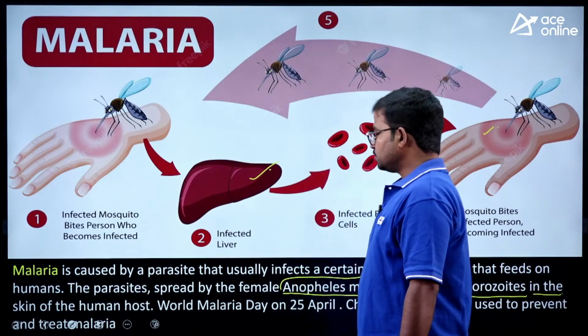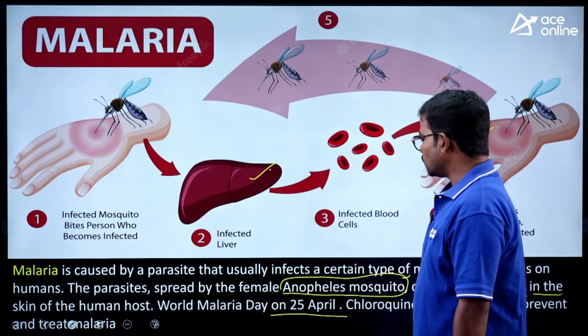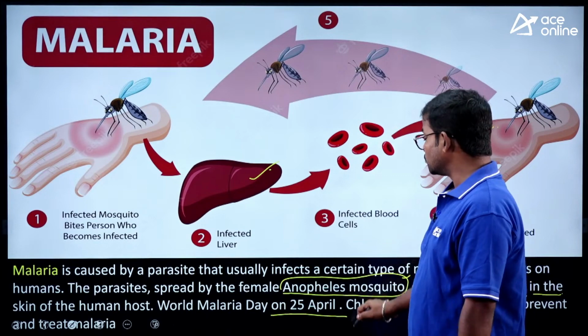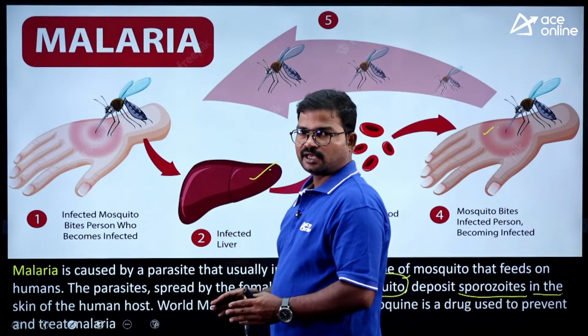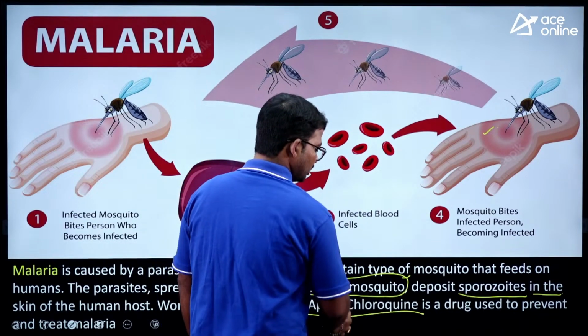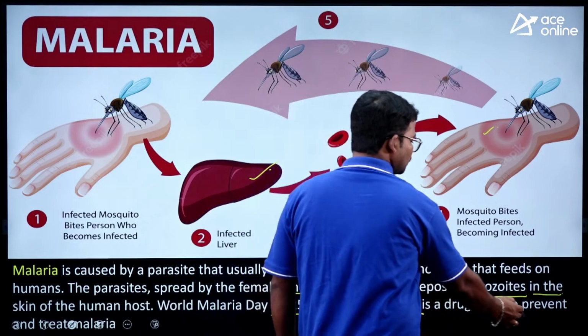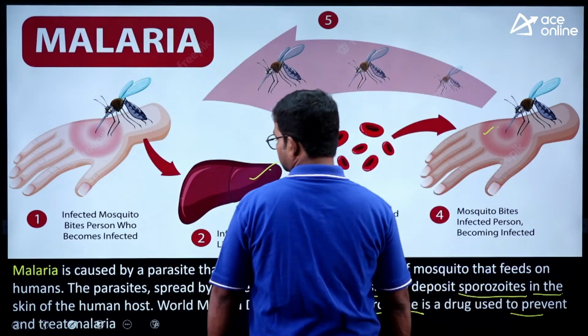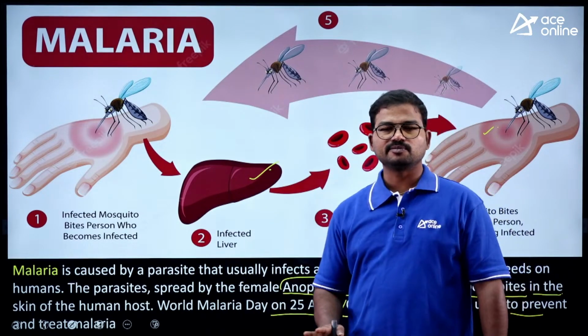So here you should also remember World Malaria Day, which is observed every year on 25th April. Okay, next, what are the remedies for malaria, or what are the malarial drugs? Mostly we have to consider chloroquine. Chloroquine is considered one of the major drugs to prevent malaria-related problems.